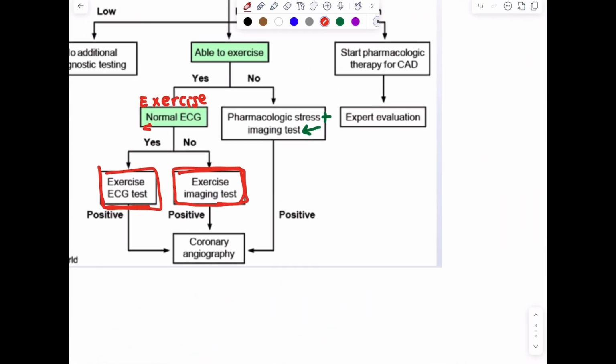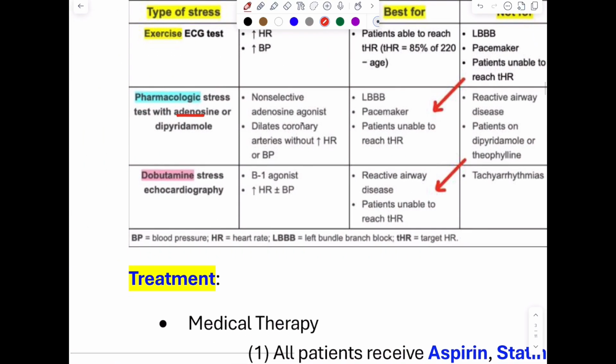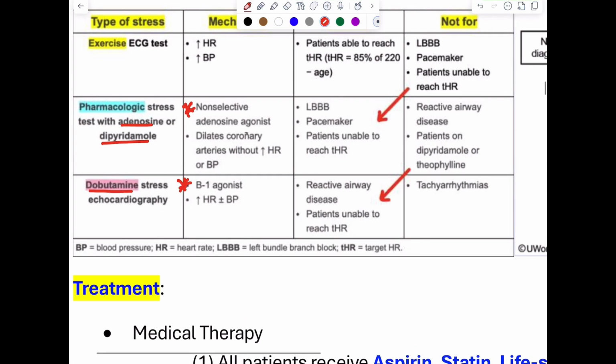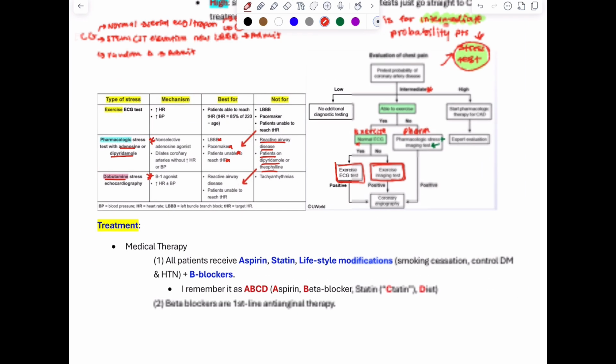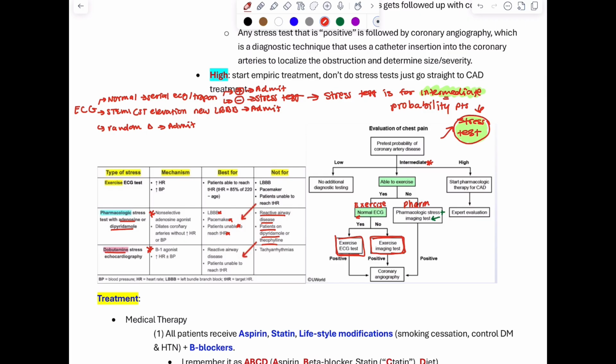And then if you can't exercise, then it's pharm. But which pharm? Are we doing the adenosine and dipyridamole pharm, or are we doing the dobutamine pharm? Like I said, know how they work because that is testable, and then also know why we choose one over the other. Adenosine and dipyridamole is going to be for someone who has these features. But don't give to people that have these features. You give them dobutamine.